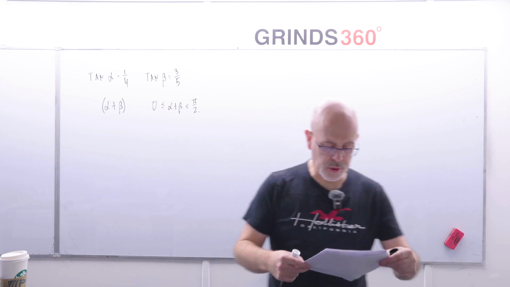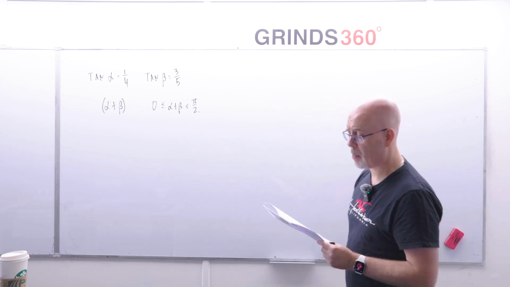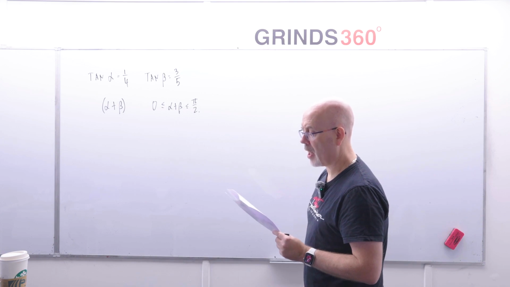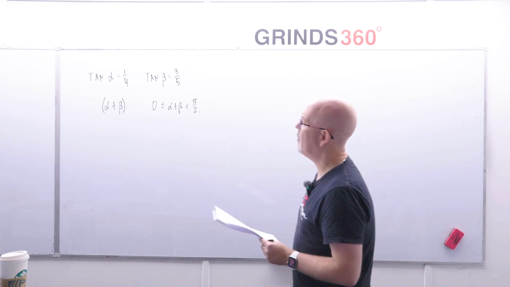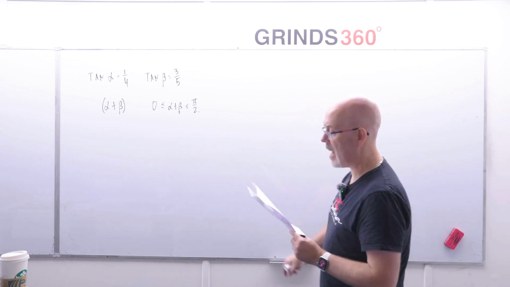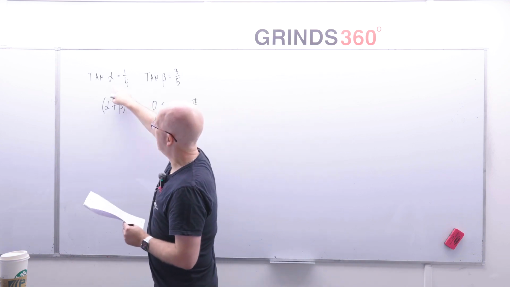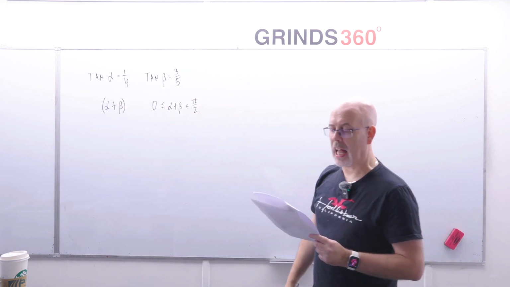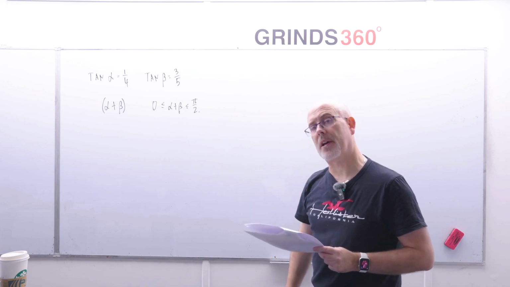So, question 2 then on the next page, page 288, the first part looks like this. Okay, so the question says you're given that alpha and beta are acute angles, such that the tan of alpha is a quarter and the tan of beta is 3/5. Without evaluating alpha or beta, find alpha plus beta.